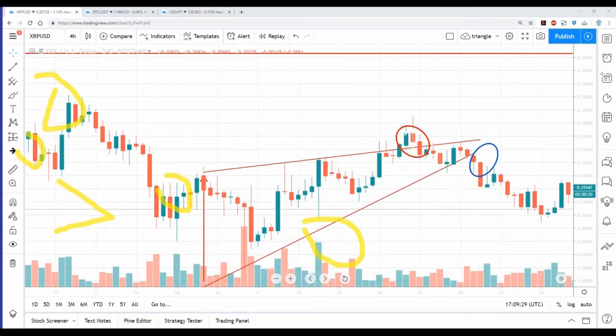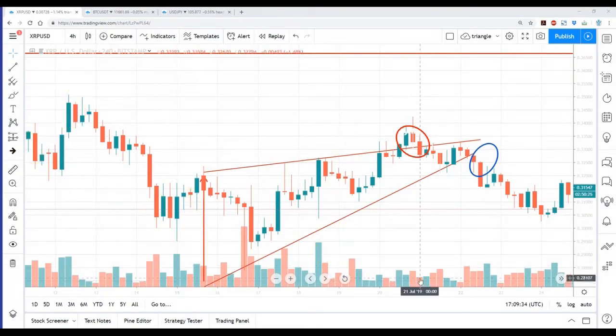Okay, we have no idea which way price will break out of a triangle. So we have to have rules. But what we're looking at here could be classified as an ascending triangle. Okay. I don't care. I just care that I have a triangle formation. So keep in mind, let's not make it overly complicated.